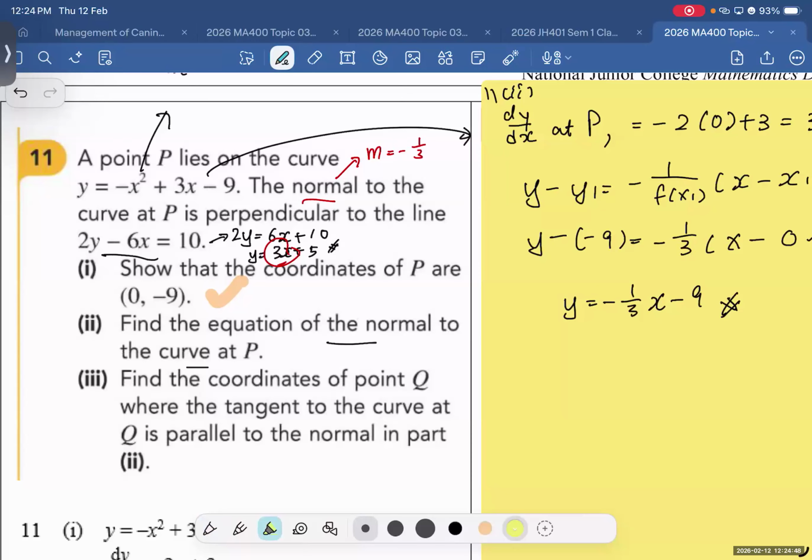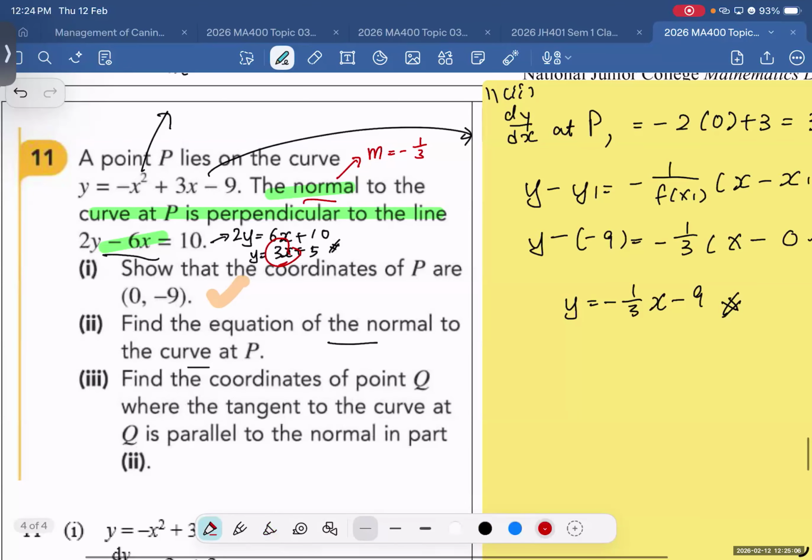So I hope I'm getting your attention for 11 part 2. Is 11 part 3 okay? Anyone not sure? For purposes of recording, I can also go through, so you all can view one more time. 11 part 3 answer is on the board.